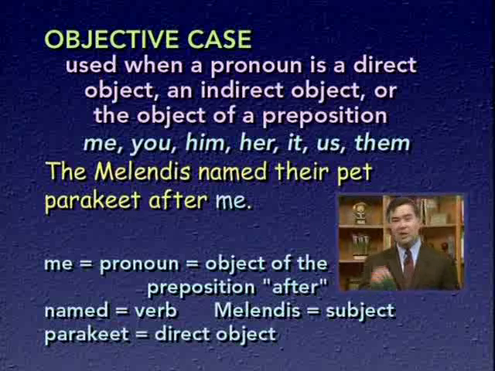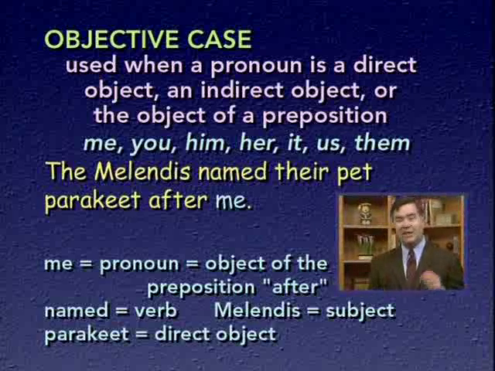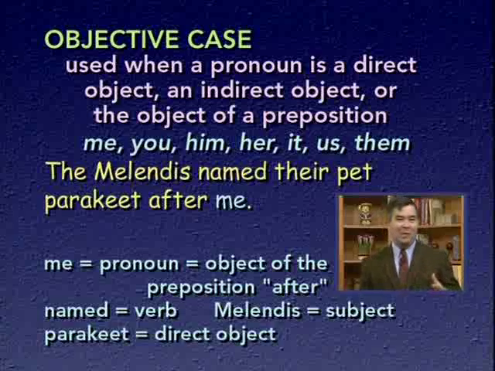After is the preposition. Me is the object of the preposition. And because the pronoun is being used as the object of a preposition, it should be in the objective case as it is. So these three sentences illustrate the three different ways that an objective case pronoun ought to be used: as the direct object of the verb, the indirect object of the verb, or the object of a preposition.